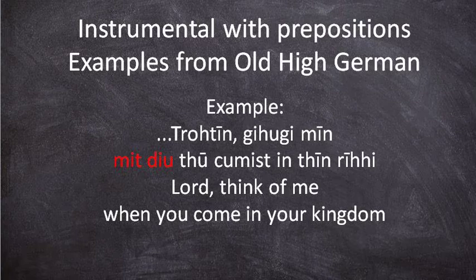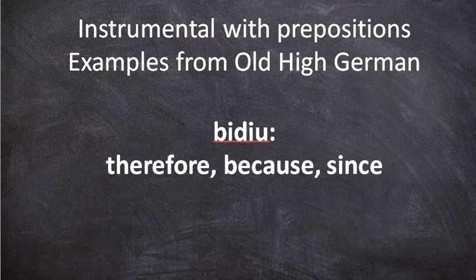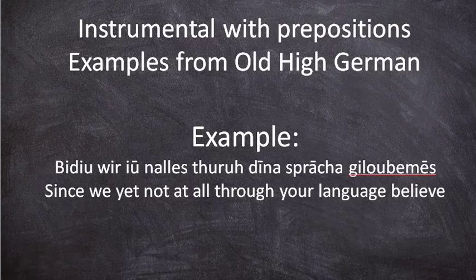Moving on. Another usage of the instrumental, the definite article diu, we have it with the preposition be: so bidiu. It could mean therefore, because, or since. All right. So that's how this word can be applied. Let's move on. So here's our example of bidiu: Wir iu nales durch dina sprache gelobenes. So, since we yet not at all through your language believe. It's a very clunky translation, but anyway.